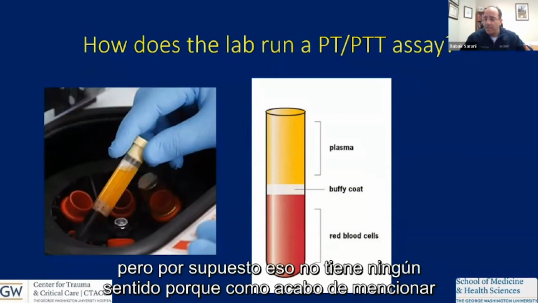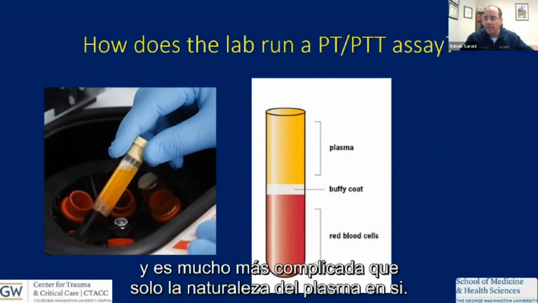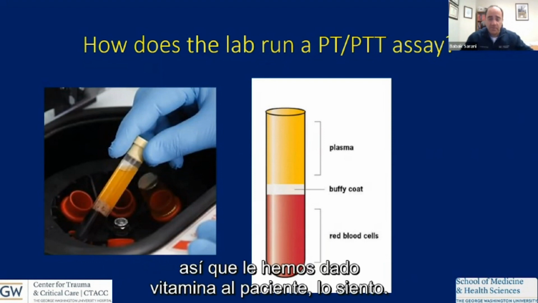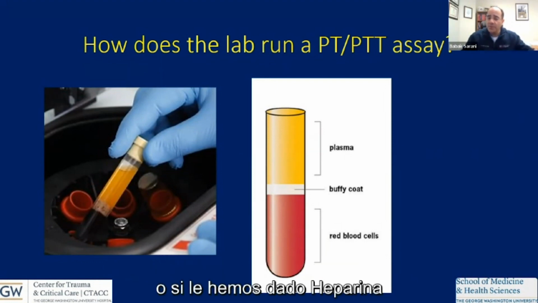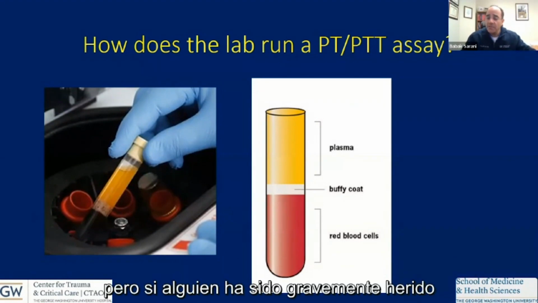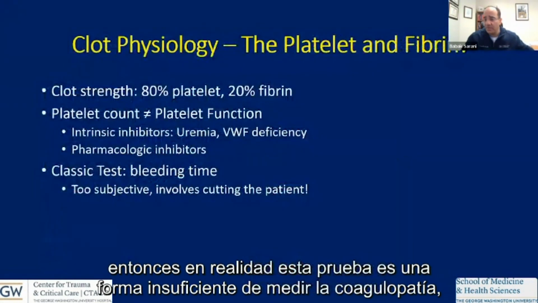And really what they're telling you is, if your patient was made of plasma, here's what would happen. But of course, that doesn't make any sense because, as I mentioned, the coagulation cascade and the clots are quite complicated, and it's much more complicated than just the nature of the plasma. This test, the PT-PTT, makes sense if we have altered the plasma. So if we've given the patient warfarin, or if we've given the person heparin, and we want to ask how much have we altered the plasma, then these tests make a lot of sense. But if someone has been severely injured, then in reality, this test is an insufficient way of measuring coagulopathy.